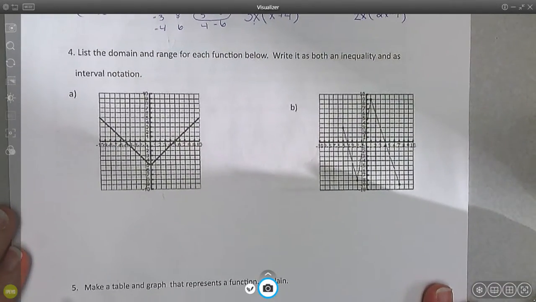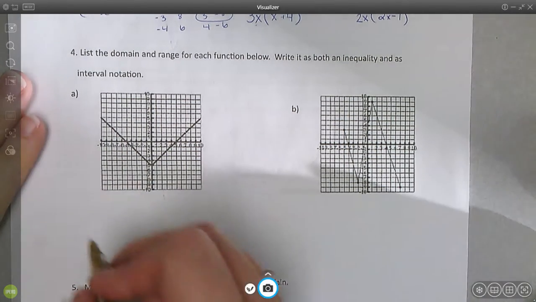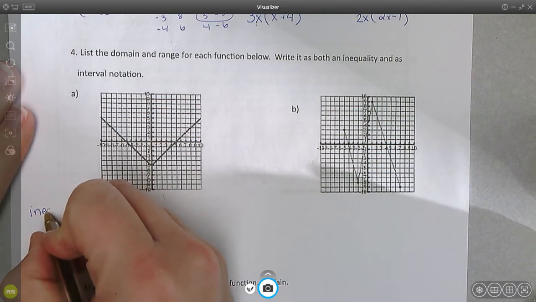So this one says list the domain and range for each function below, write as both an inequality and an interval notation. So we'll do inequalities first.